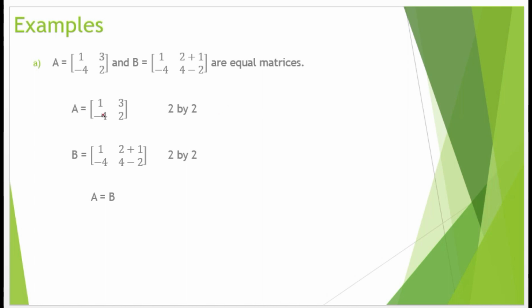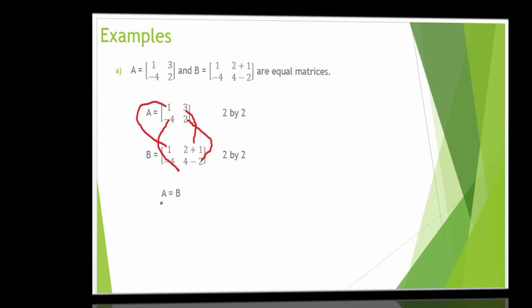So further we will check the corresponding entries. So 1 is equal to 1 and minus 4 is equal to minus 4 and 3 is equal to 2 plus 1, which is also 3. So 3 is equal to 3 and 2 is equal to 4 minus 2, which is equal to 2, which is also similar. So all the entries are also similar. So both conditions are fulfilled. So these two matrices are equal matrices.